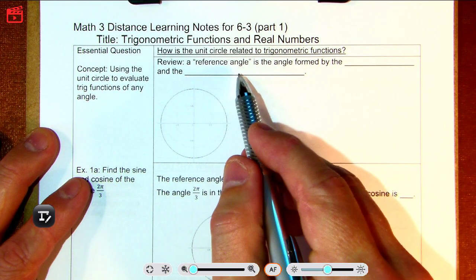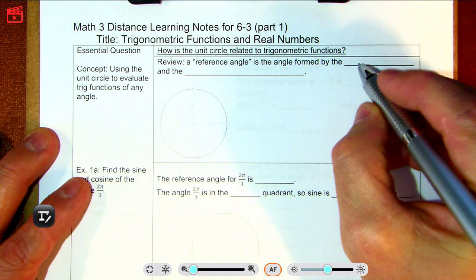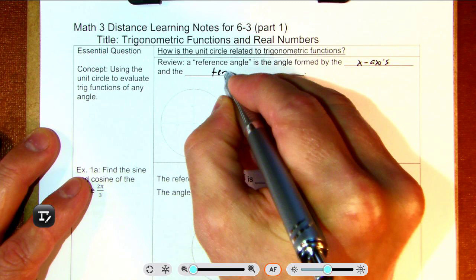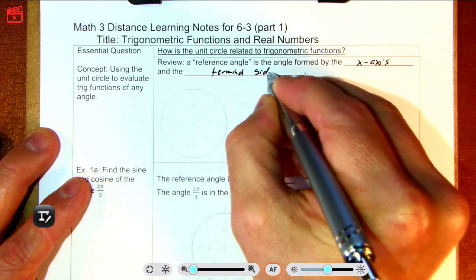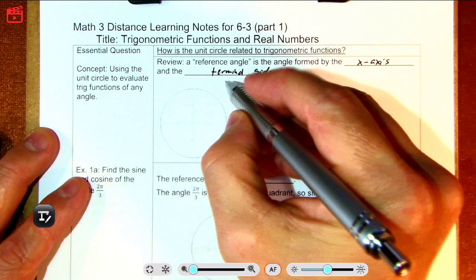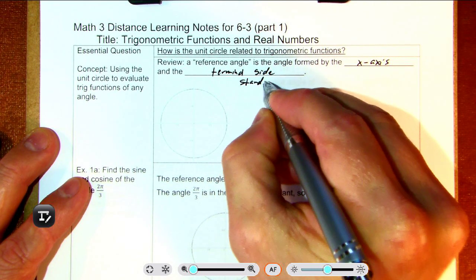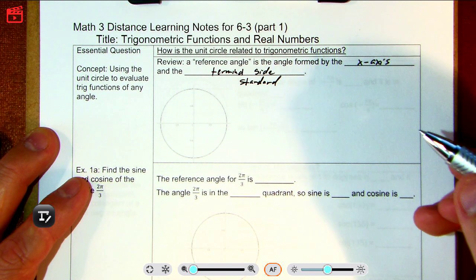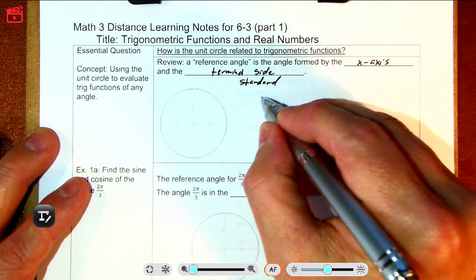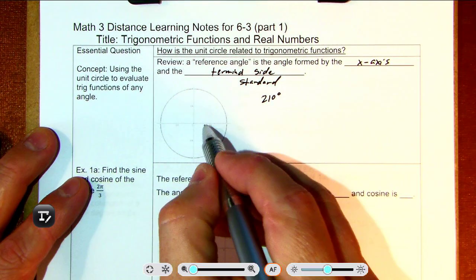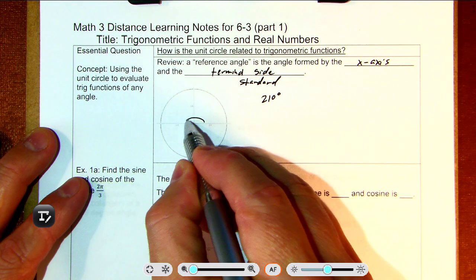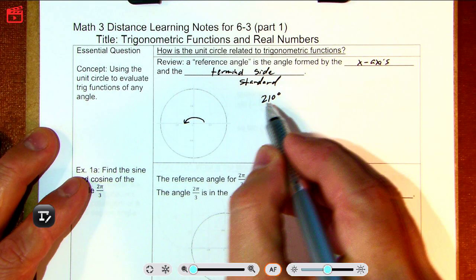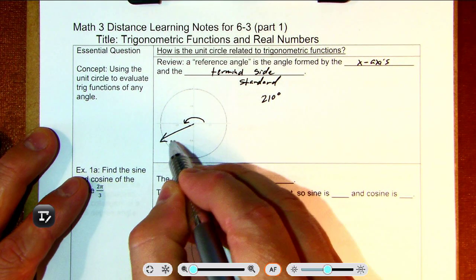Remember, a reference angle is the angle formed by the x-axis and the terminal side of an angle drawn in standard position. So let's write that down real quick. Let's say I wanted to find the reference angle for a 210 degree angle. Well, let's remember 180, all the way around to the opposite x-axis is 180, and that's another 30 degrees. I think I gave away the answer right there.